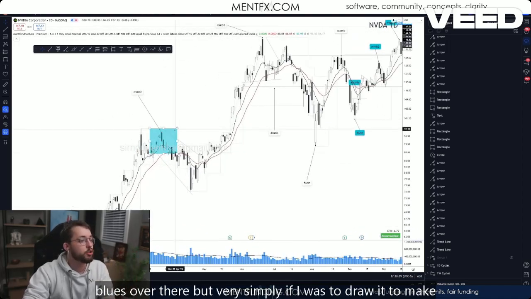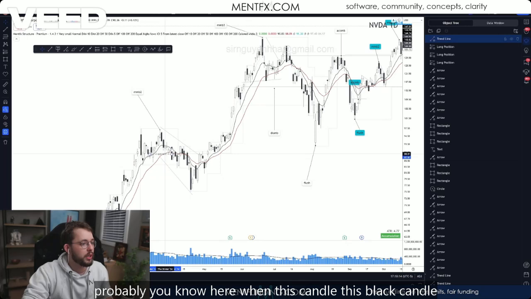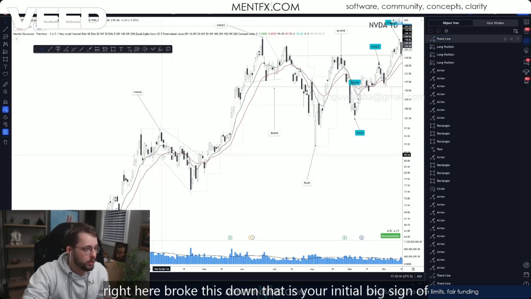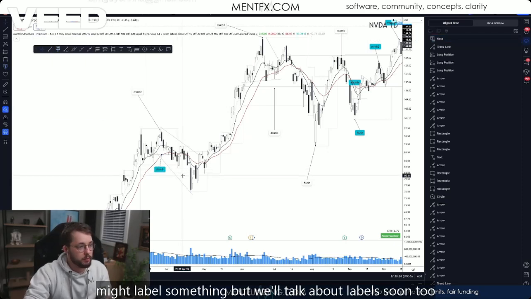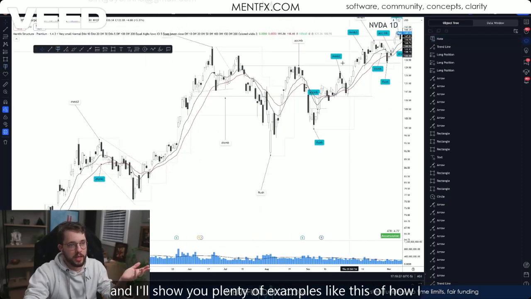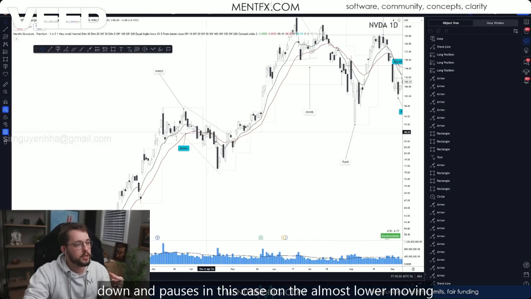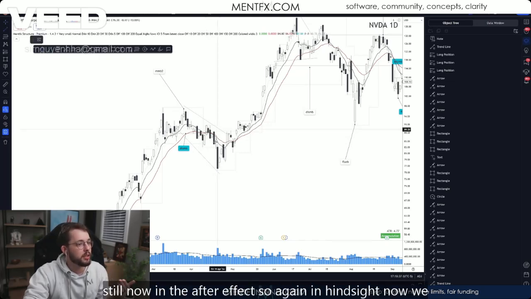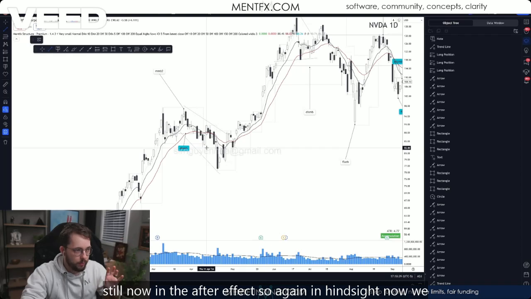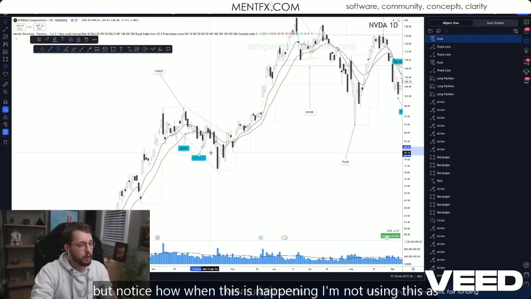But very simply, if I was to draw it, to make it very simple, you kind of have this FMB area here. And probably, here when this black candle right here broke this down, that is your initial big sign of, hey, I'm in distribution. So again, this is an example of how I might label something, but we'll talk about labels soon too. And I'll show you plenty of examples like this of how I label and orient myself in a market. And then as it breaks down and pauses, in this case on the almost lower moving averages. This is a little bit of a weird pause, but this still now in the after effect. So again, in hindsight now, we know this is acting as a momentum MB1 of the downside.